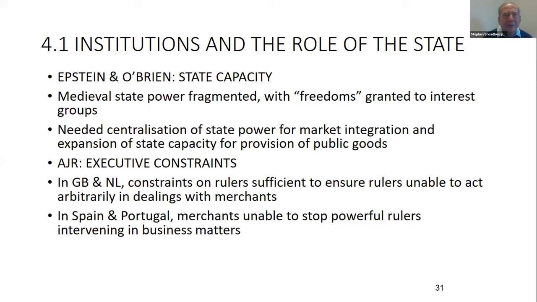That's a very different way of looking at the world from the early work of Acemoglu, Johnson and Robinson, for example. They think the medieval world was full of very strong rulers who were able to do what they wanted, interfere with merchants and destroy the investments or innovations that these merchants needed to produce to bring about modern economic growth. They emphasize the difference between Britain and the Netherlands, where the parliament exercised constraint on the rulers, and Spain and Portugal, where absolute rulers could ride roughshod over those constraints.